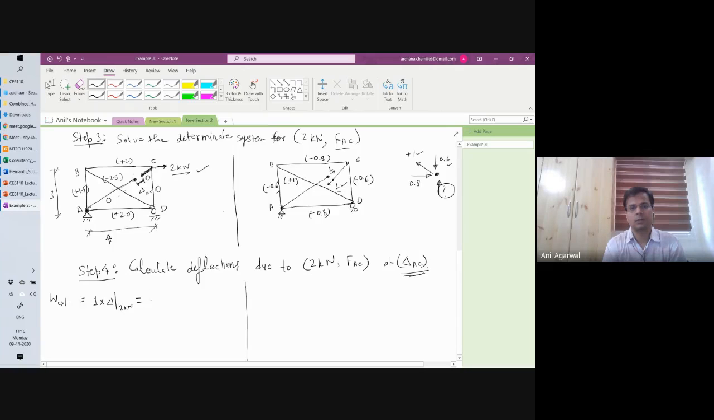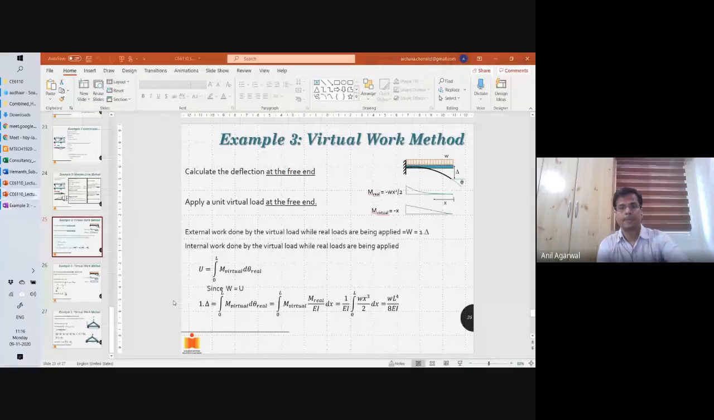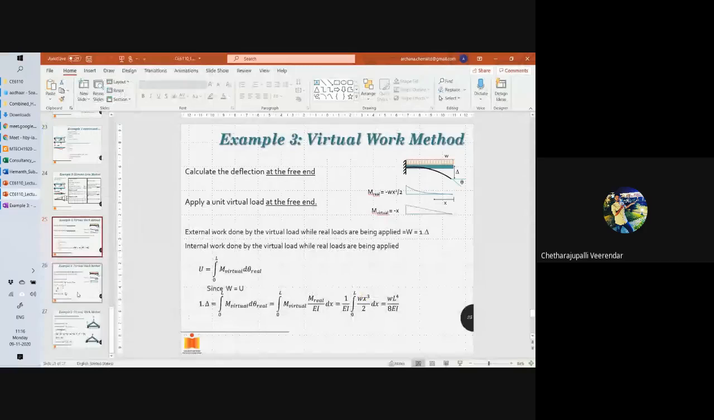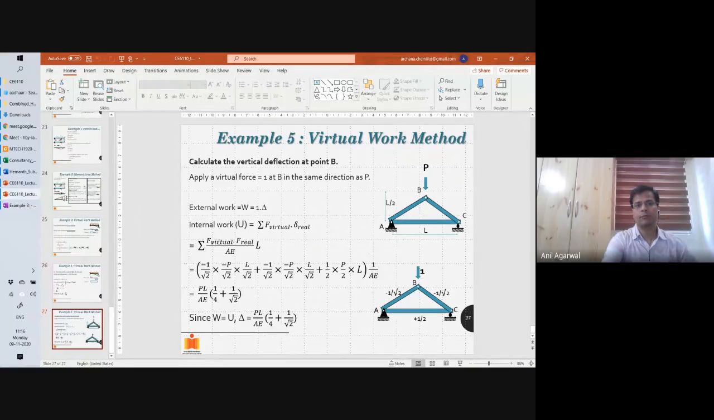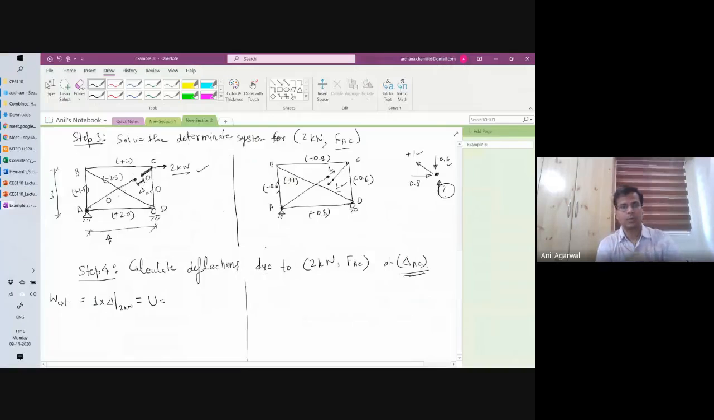Okay, that is external work is equal to internal work. Internal work will be equal to, for a truss, you remember? Summation of F virtual, F real, L by AE. Correct? So F real is coming from here and F virtuals are going to come from here. Summation of F virtual, F real, or F real, F virtual. You can reverse the order.